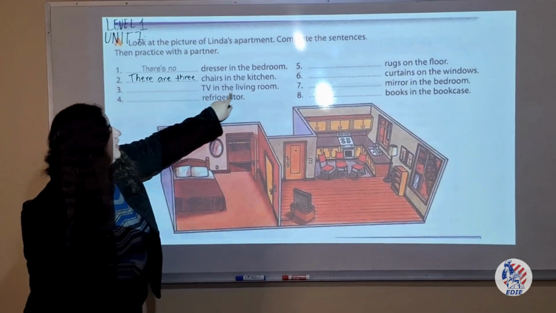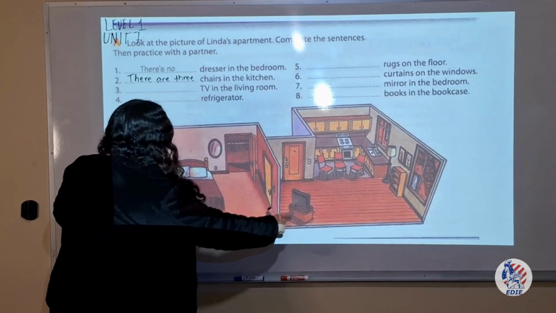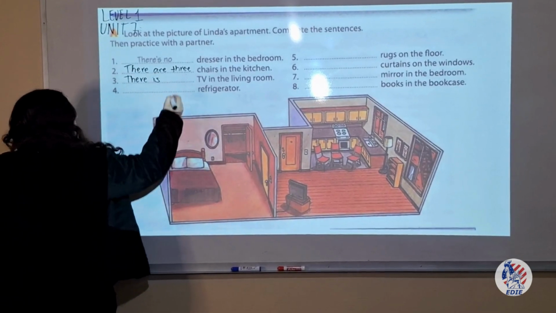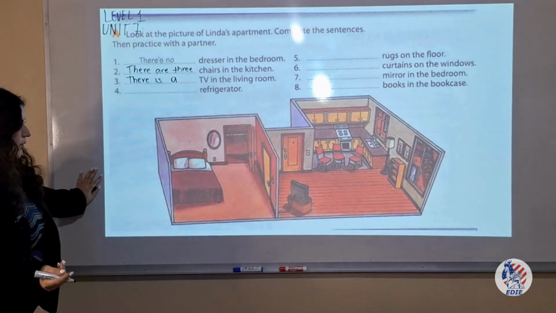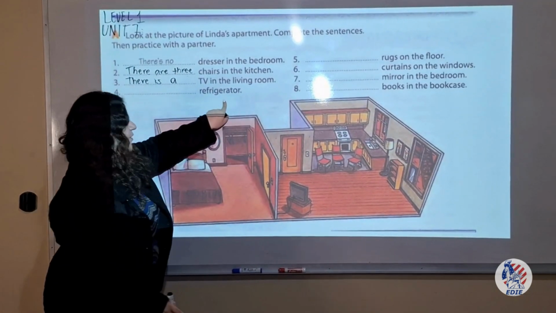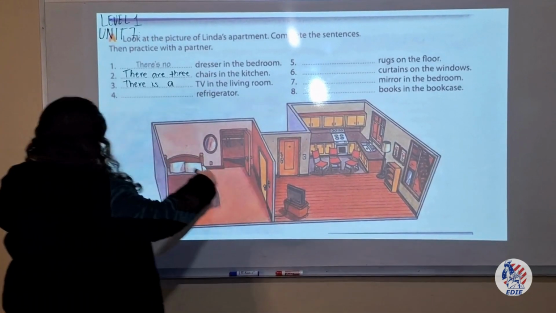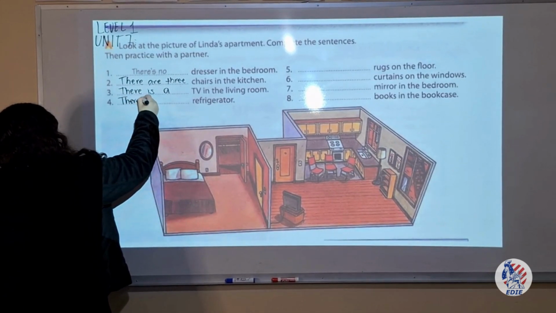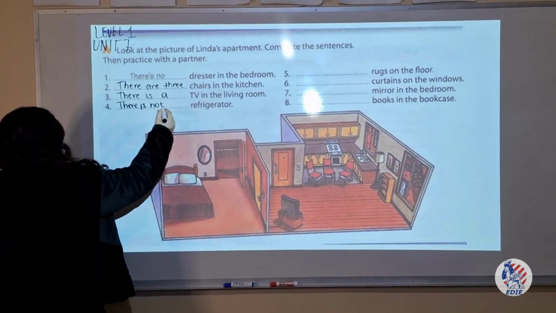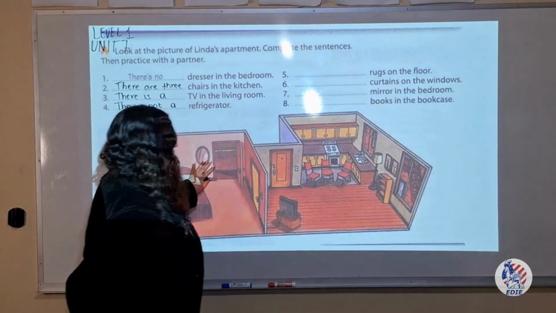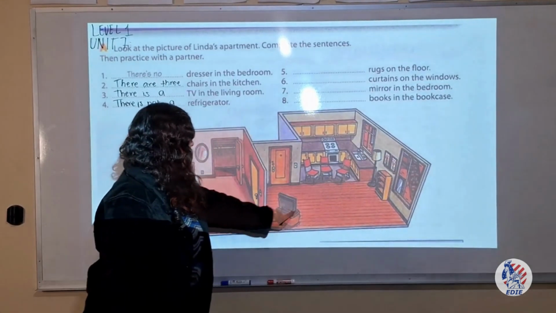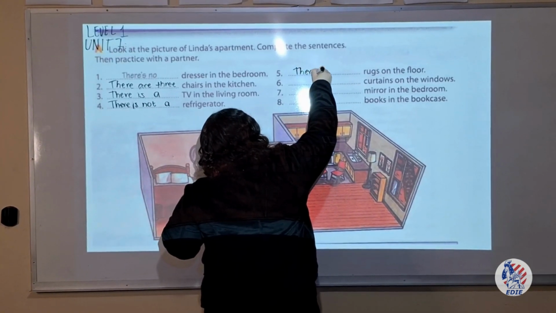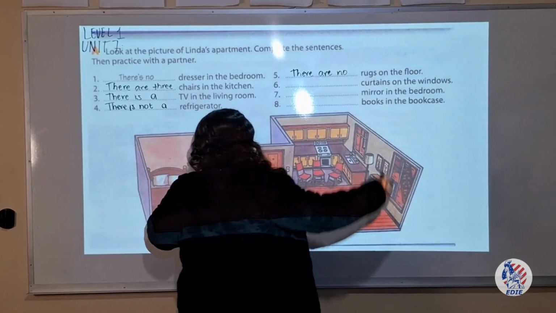Now, we have TV in the living room. And as we can see, we do have a TV in the living room. So we're going to write, there is a TV or one TV in the living room. We're going to head to the kitchen to look for the refrigerator. So as we can see, we have no refrigerator. And that's exactly what we're going to write. There is no, or there isn't, a refrigerator in the kitchen. Then we have rugs on the floor. We're going to look for any rugs. And as you can see, there are no rugs on the floor.